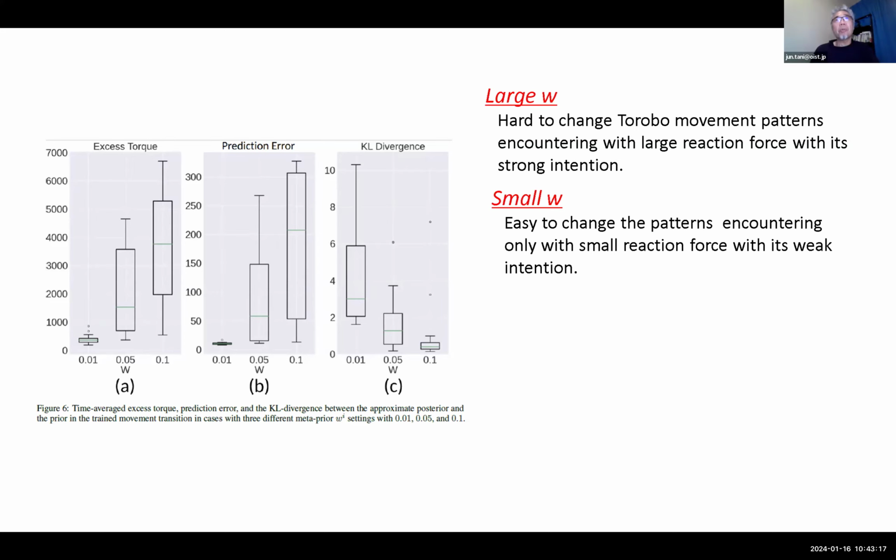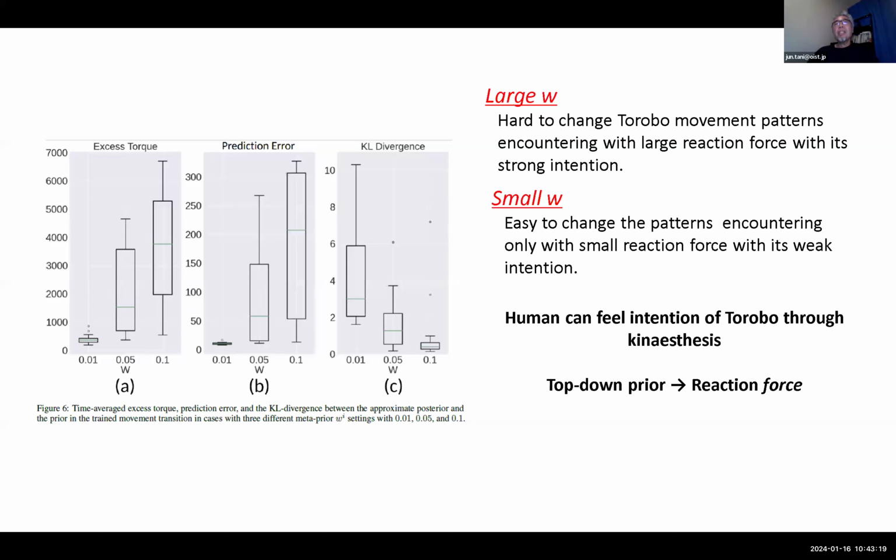The human can feel the intention of the robot through kinesthesis, through the force. So the idea is that the top-down prior, or intention, of the robot can be translated into the reaction force. The human can feel the intention of the robot through the force. So that's a kind of force-level interaction, and it could be very important between human and robot.